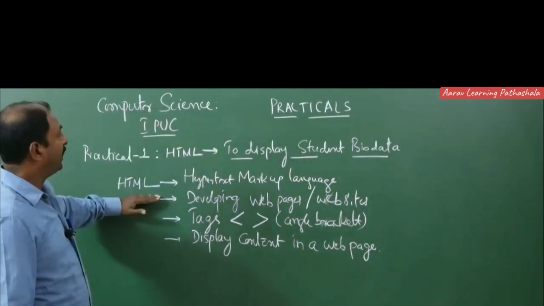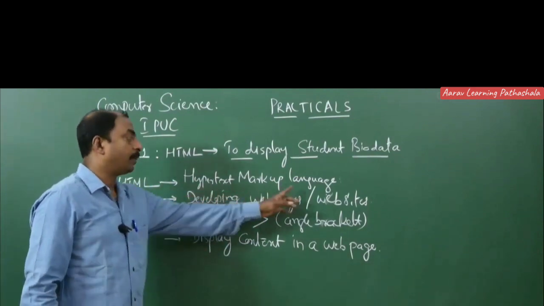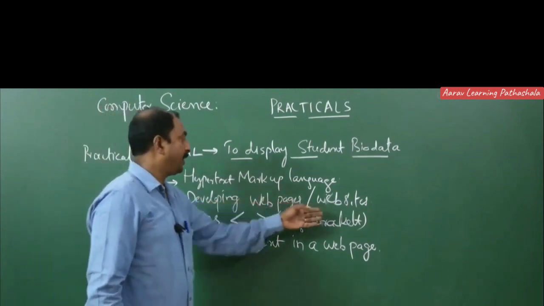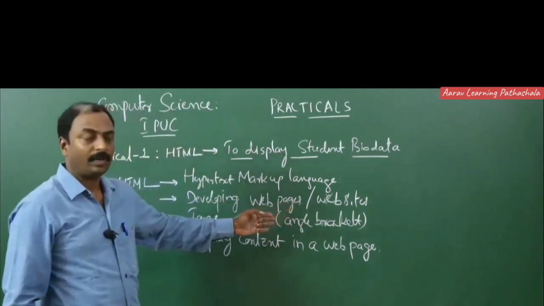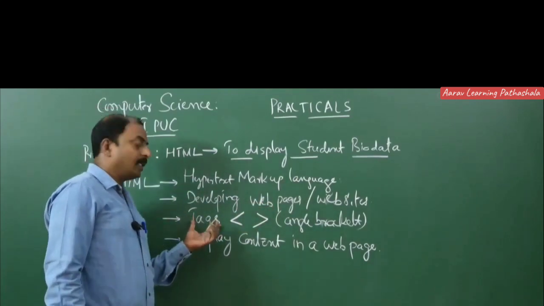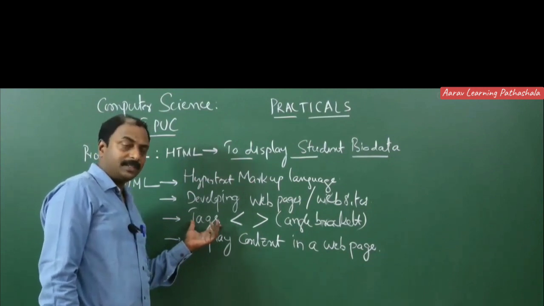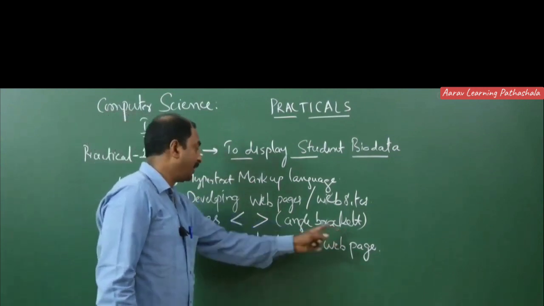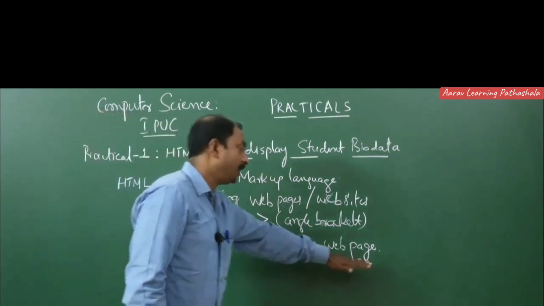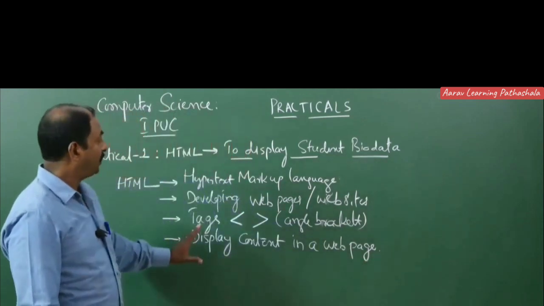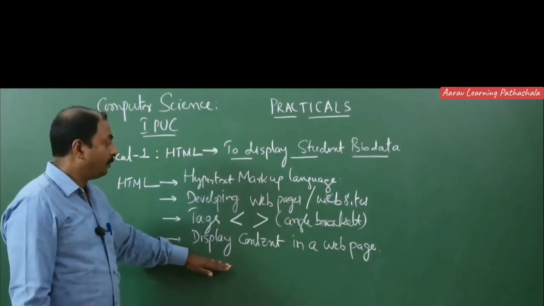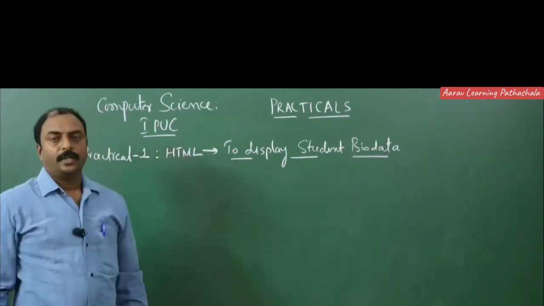And HTML language, the full form is hypertext markup language. This language is used for developing websites and web pages. You know what is a web page and website, isn't it? So here this language consists of tags. All tags must be written inside a pair of angle bracket, and here these tags are used to display the content in a web page. So this is a brief introduction about HTML language, and it has so many tags. Let me explain few tags for you.